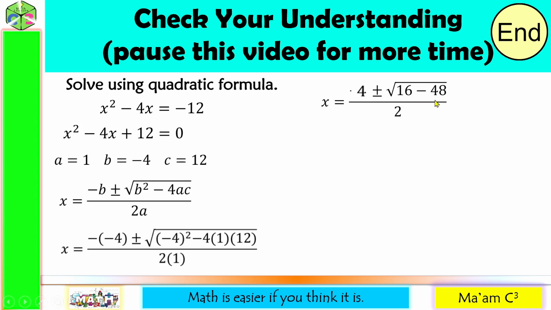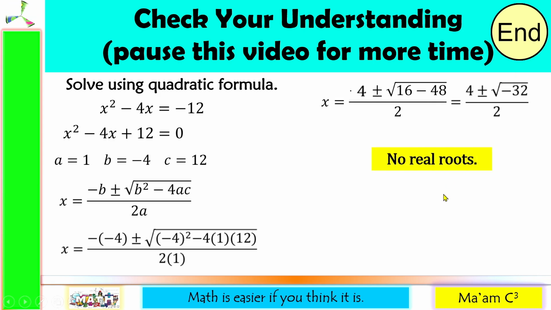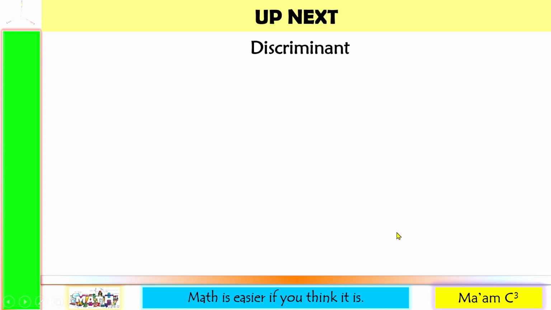16 minus 48 is equal to negative 32. I hope you still remember that if we have a negative number inside the square root, it means we do not have real roots. Therefore, there is nothing to check. Our next lesson is discriminant.